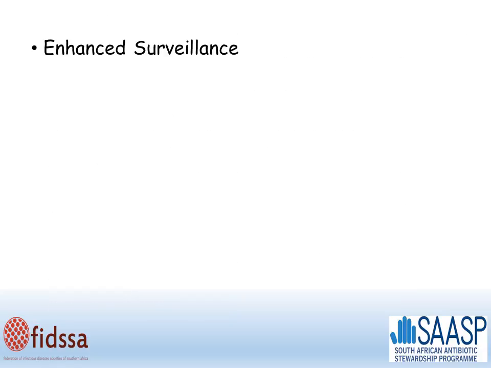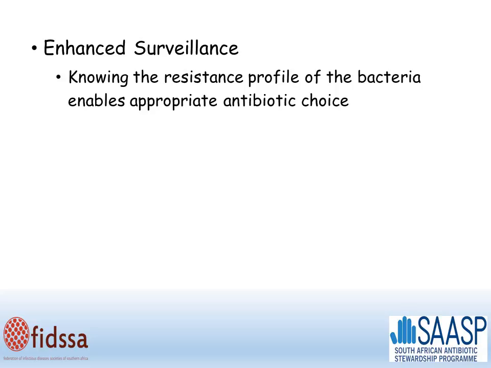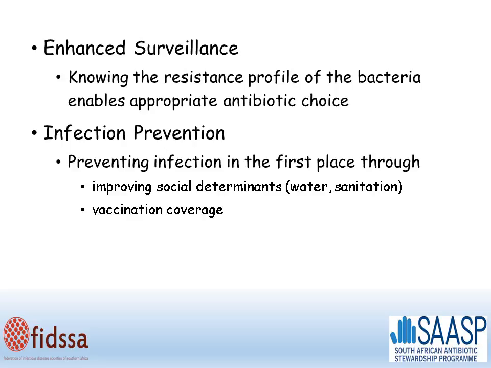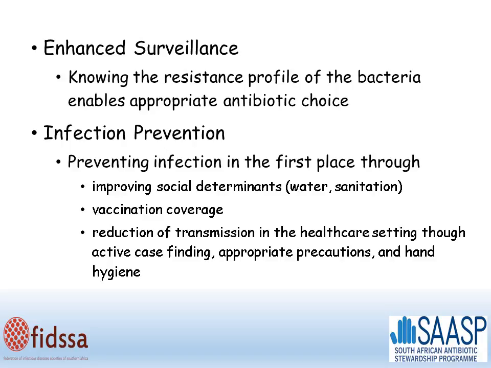The two other pillars start with enhanced surveillance, which means knowing the resistance profile of the bacteria that you're dealing with, which enables you to make appropriate empiric antibiotic choices, and infection prevention. That means preventing infections occurring in the first place so that we don't need to use so many antibiotics. This includes improving social determinants of health and improving water and sanitation. It means improving vaccination coverage so that we prevent vaccine-preventable diseases. And it means the reduction of transmission in the healthcare setting through active case finding, appropriate precautions, and most importantly, good hand hygiene.